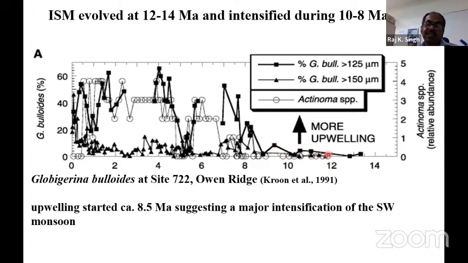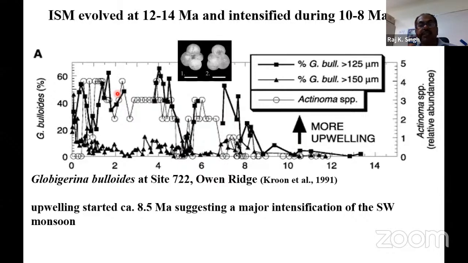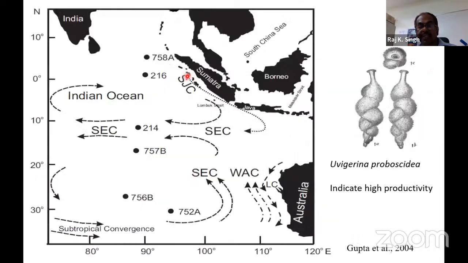The basis of that was, as many people have talked about, either monsoon or upwelling. As I said, it started around 12 million years ago, intensified at 8 million years, and frequent changes have been observed. And this is the species which indicates upwelling.